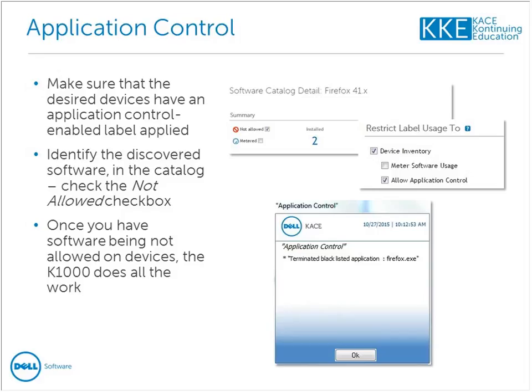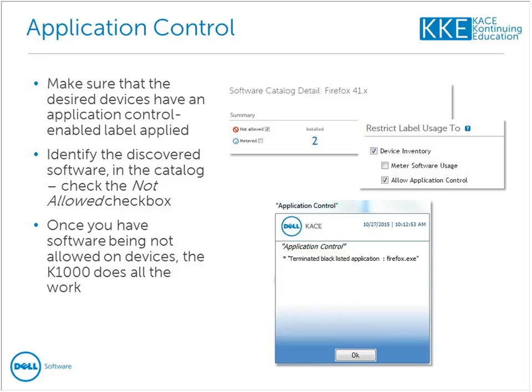So what I can do is go back into my software catalog. Again, this is after I have turned on the label and applied it to my devices. So I want to blacklist certain applications for all my student machines, or all my users' machines, whatever the group is. Let's get them into a label. Then I go into my software catalog, and I will check the not allowed checkbox.